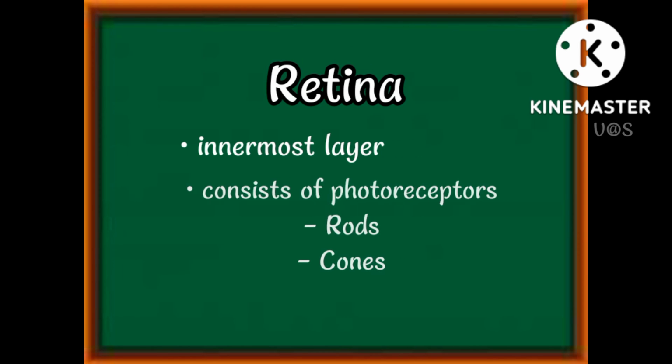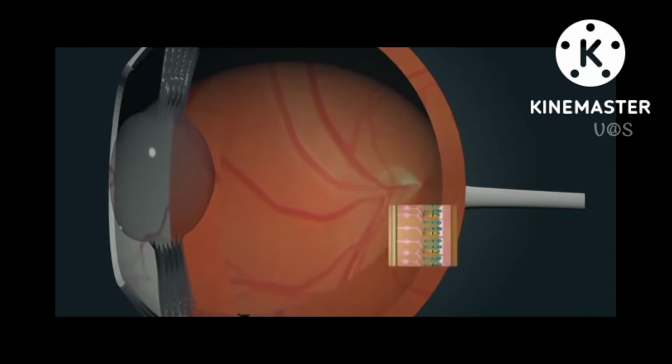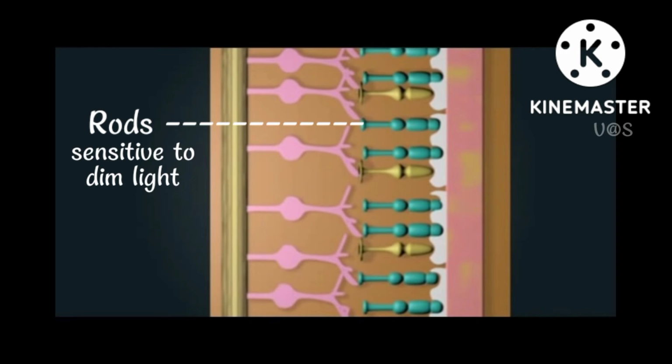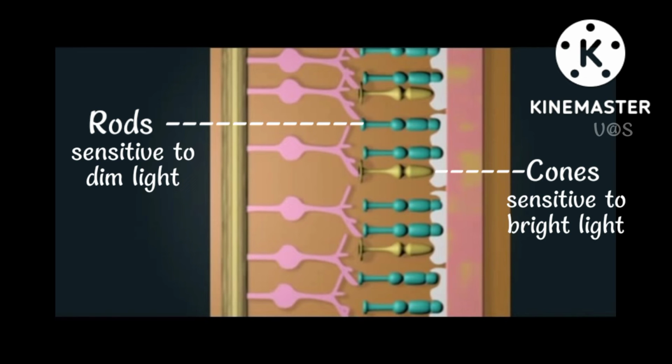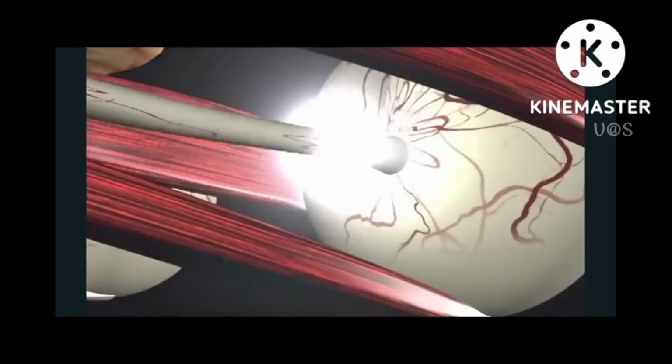The retina. It is the inner layer that contains photoreceptors. There are mainly two types of photoreceptors present in the yellow spot of retina, namely rods, which are sensitive to dim light, and cones, which are sensitive to bright light. Nerve impulses are formed when light strikes the rods and cones. The optic nerve connects them to the brain.